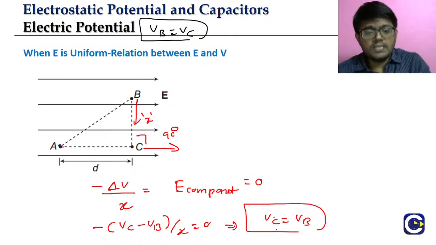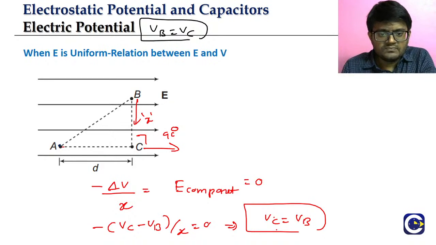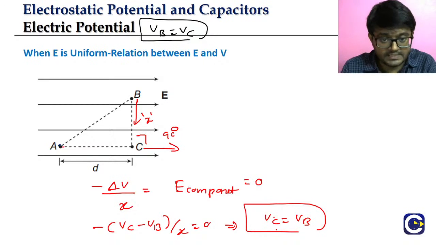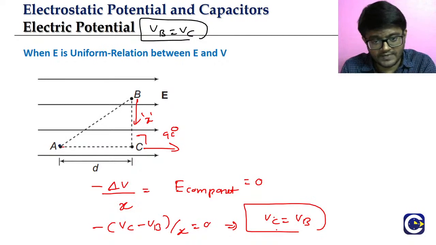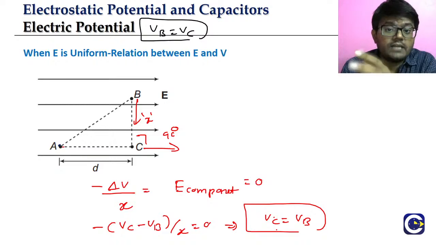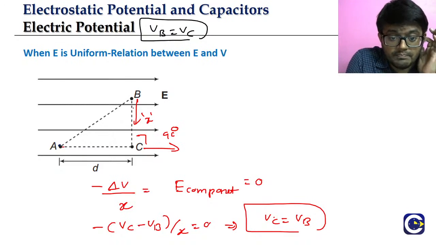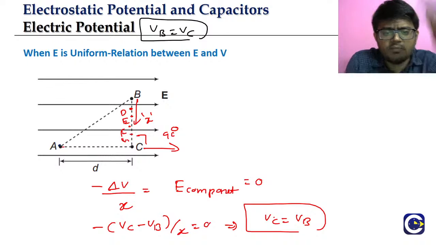So what is the conclusion from this? If you have a uniform electric field and we draw a line or a surface which is perpendicular to that electric field's lines, then on that line, not just B and C, we can think of a lot of points, D, E, F, G, many points that we mark.